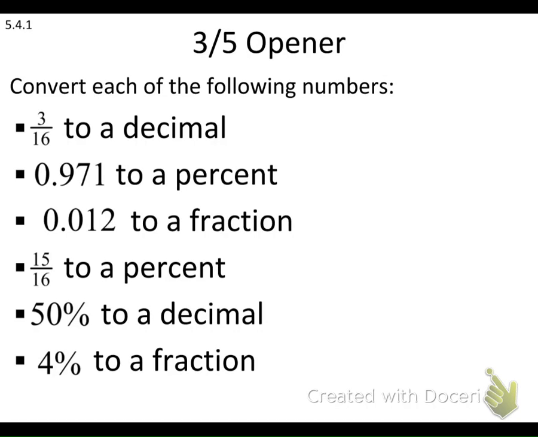Okay, so today's opener, as I said, is just a review of converting. So the first one here, we have a fraction, and I'm going to convert it to a decimal. How do I convert a fraction to a decimal, Darius? Can somebody help Darius out? How do I convert a fraction to a decimal? Devontae? How do I convert a fraction to a decimal?